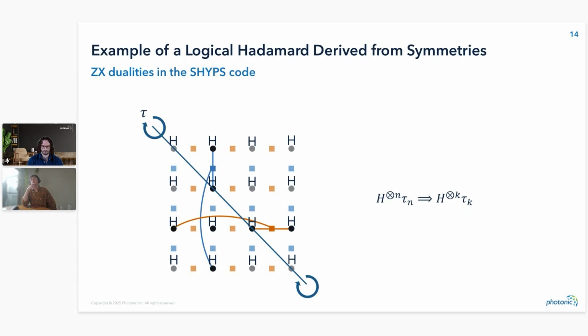So what we do at the physical level is we lay down a Hadamard gate on every physical qubit. We then implement the swap corresponding to this reflection tau across the diagonal, and that gives us a logical Hadamard operator which, very nicely, at the logical level completely mimics what we saw at the physical level.